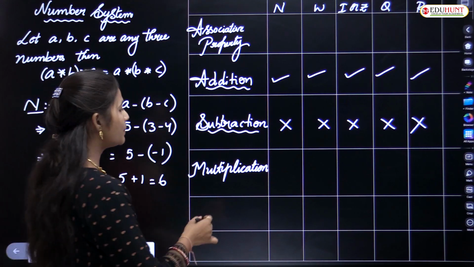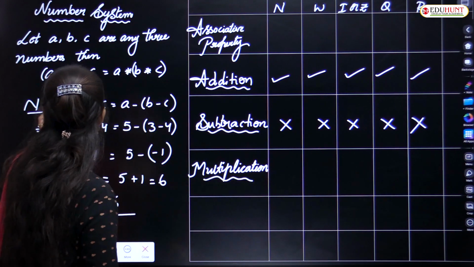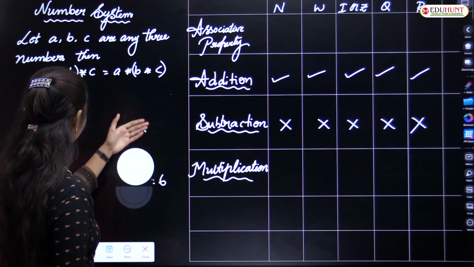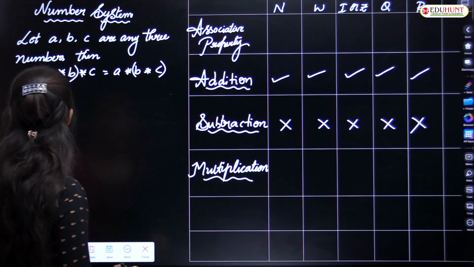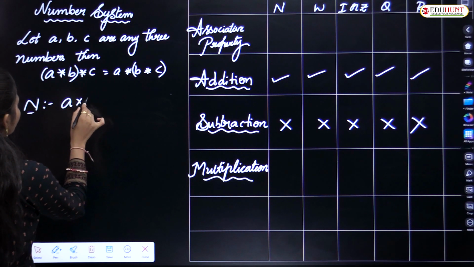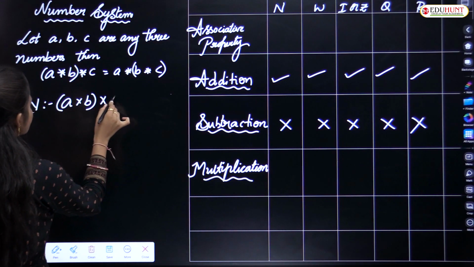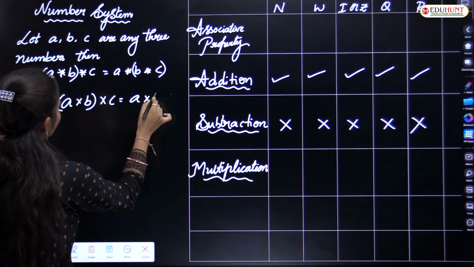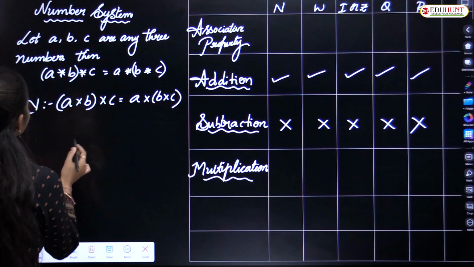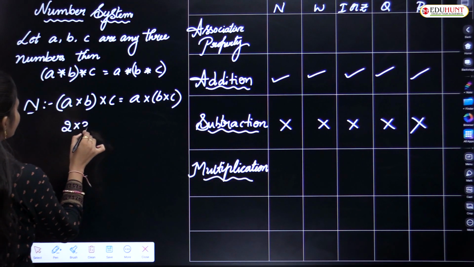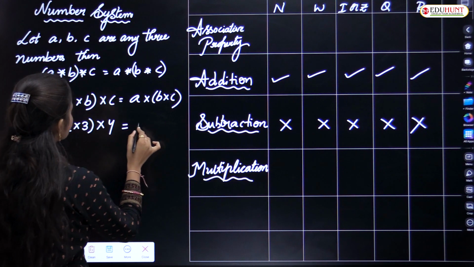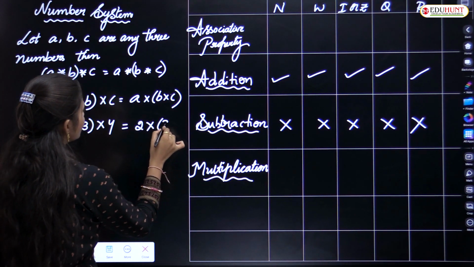Okay, under multiplication we have to check natural numbers. So here a into b into c is equal to a into b into c. Here a equals 2, b equals 3 and c equals 4. Apply the same numbers here: 2 into 3 into 4.